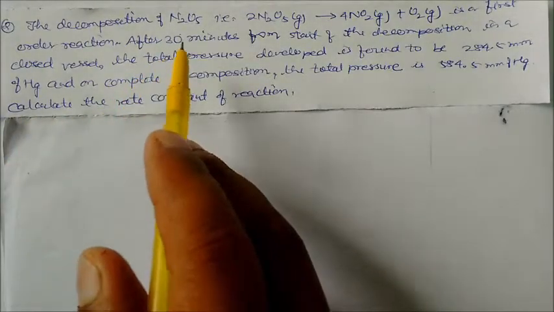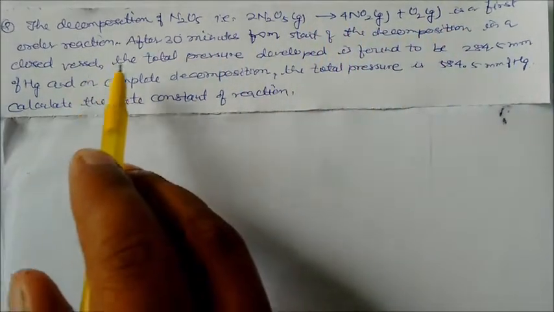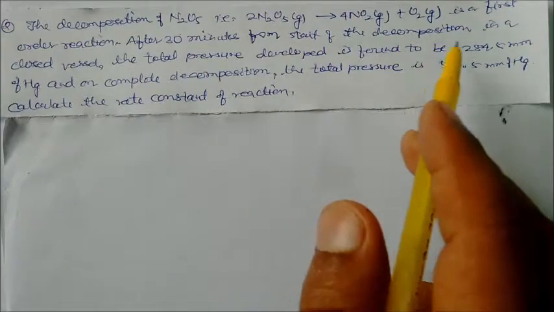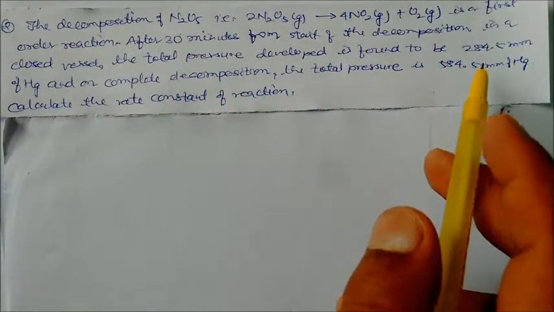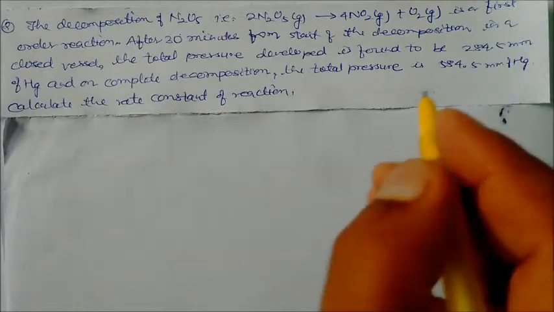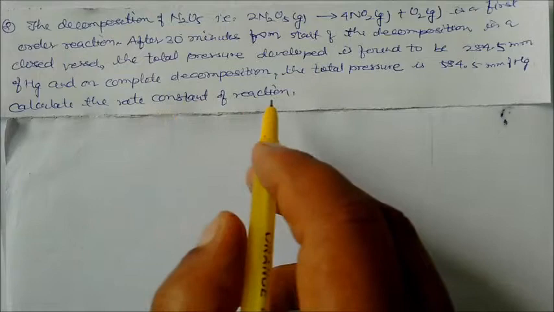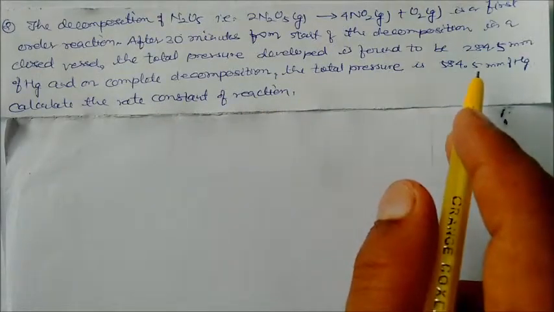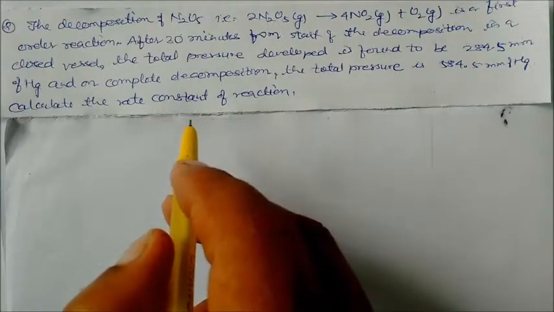The decomposition of N2O5, that is given as 4NO2 plus oxygen, is a first order reaction. After 30 minutes from the start of the decomposition in a closed vessel, the total pressure developed is found to be 284.5 millimeter of mercury, and on complete decomposition the total pressure is 584.5 millimeter of mercury. Calculate the rate constant of the reaction.